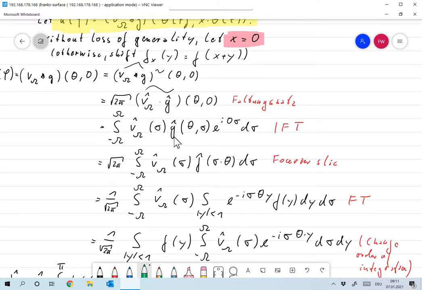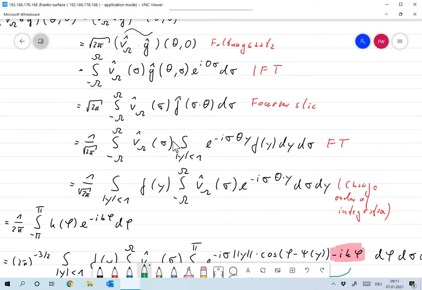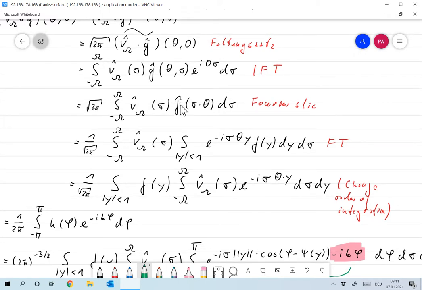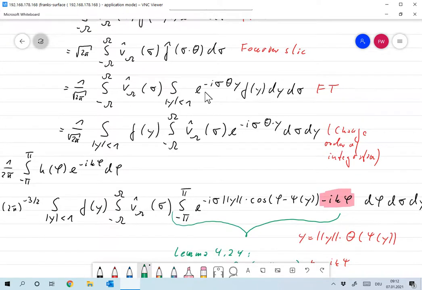Okay, now again, we have over here g hat of theta and sigma. That's great, that's Fourier slice. So we plug that in again. That's square root of 2 pi f hat of sigma and theta. Everything else stays. Now, this is f hat over here, and I plug in the definition of the Fourier transform, and I get another integral. So this becomes 1 over square root of 2 pi, actually 1 over 2 pi, but together with the square root of 2 pi, that's 1 over square root of 2 pi, integral minus omega to omega. This is just the definition of the Fourier transform, where I made use of the fact that the support of f is in the unit circle.